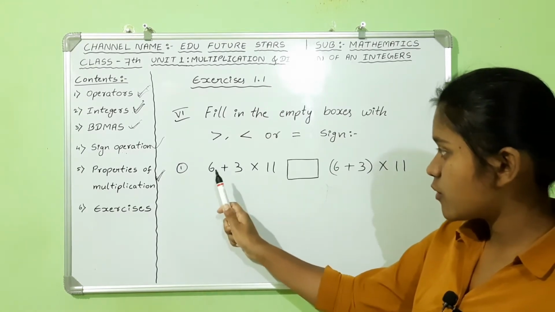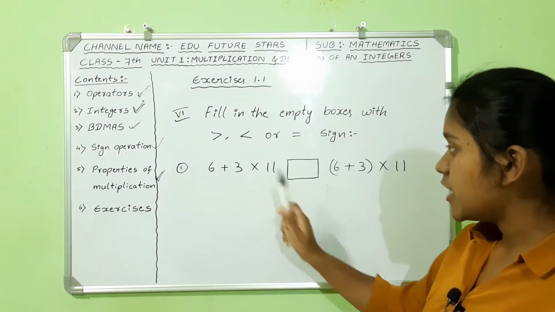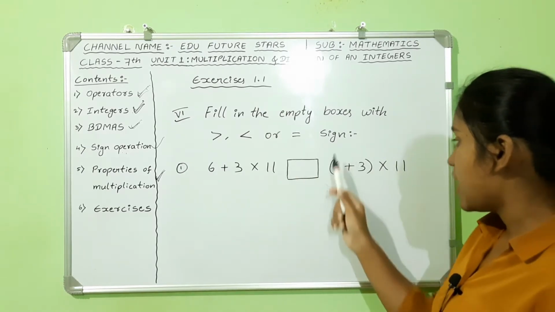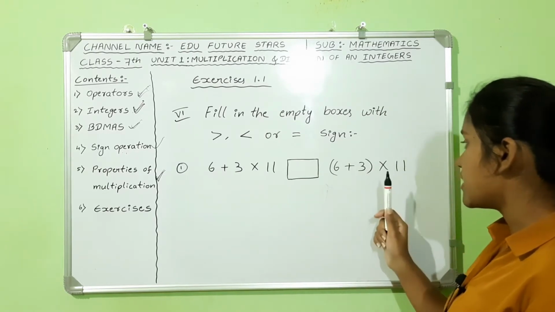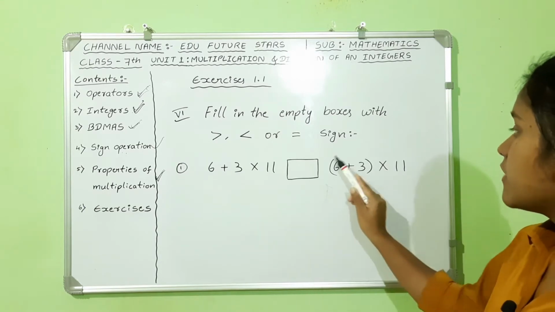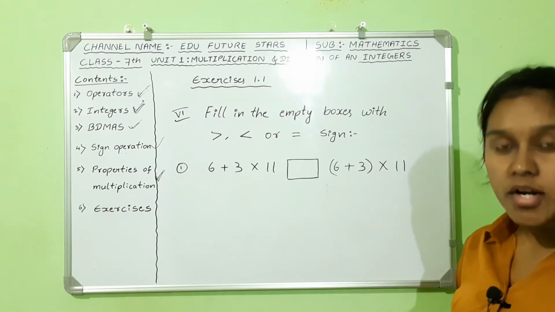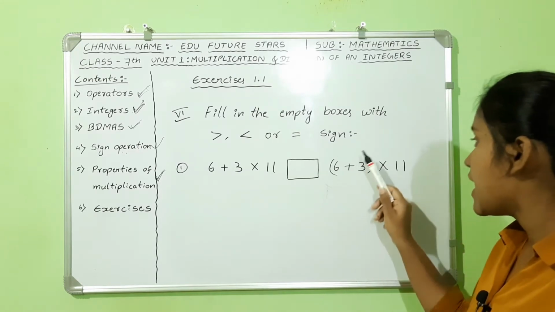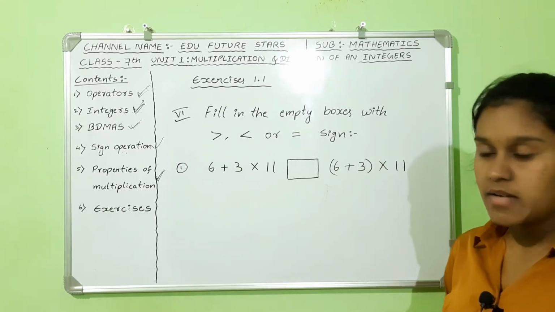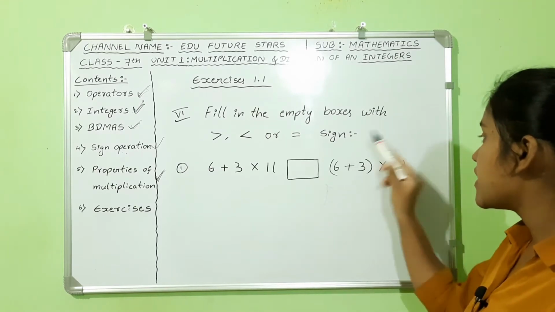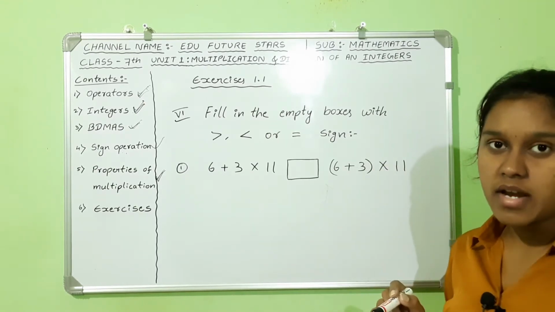So first question is what? 6 plus 3 into 11. Here we have an empty box. Okay. And here 6 plus 3 again multiplied with 11. But what is the difference in these two cases? Here we have a bracket sign. So according to the BODMAS rule, we know that bracket has the first preference, right? First we have to solve the one which is in the bracket. Next we have to do the multiplication, right?